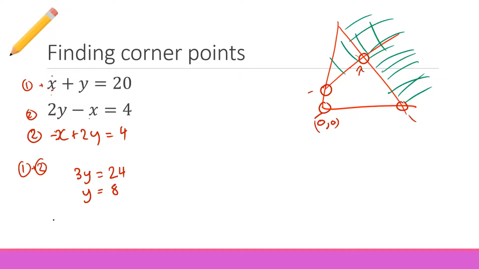And therefore x, x plus y equals 20. That's going to give me, y equals, x, whoopsies, x equals 20 minus 8 equals 12. So that means the coordinates of the corner point, or the intersection of those two, are 8 and 12.